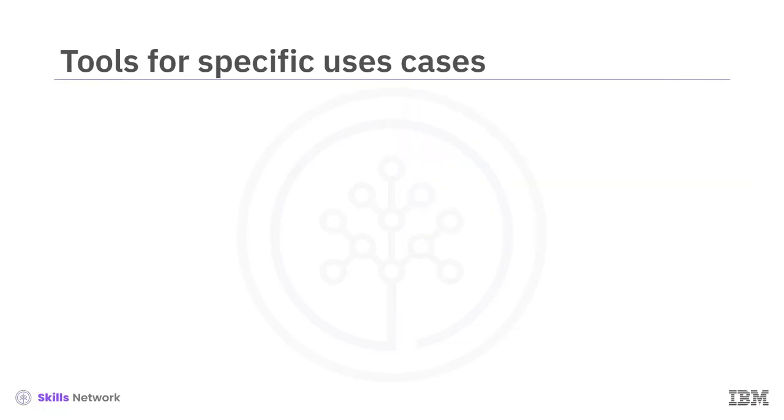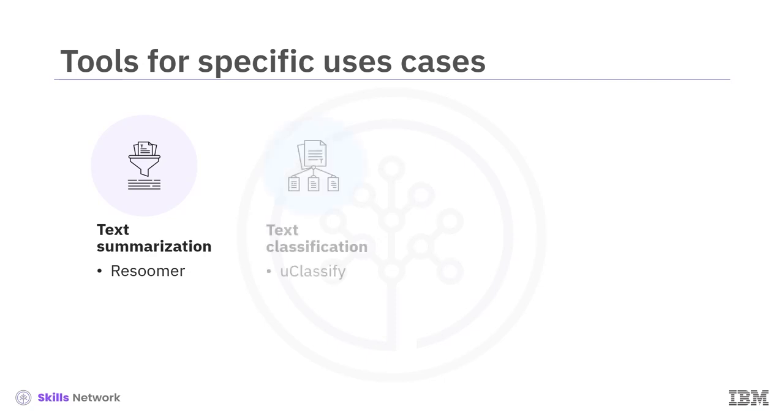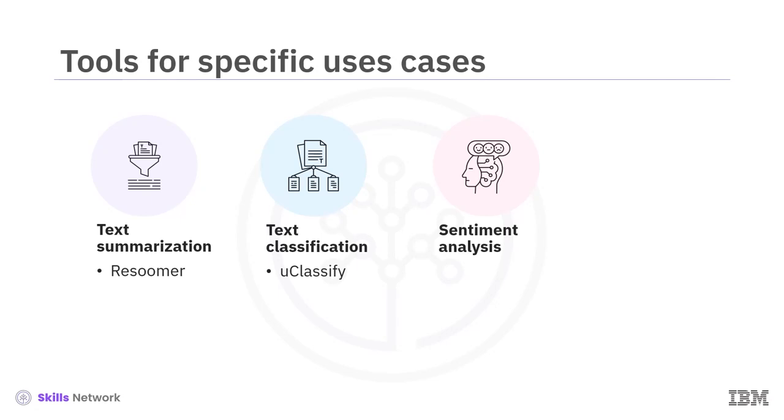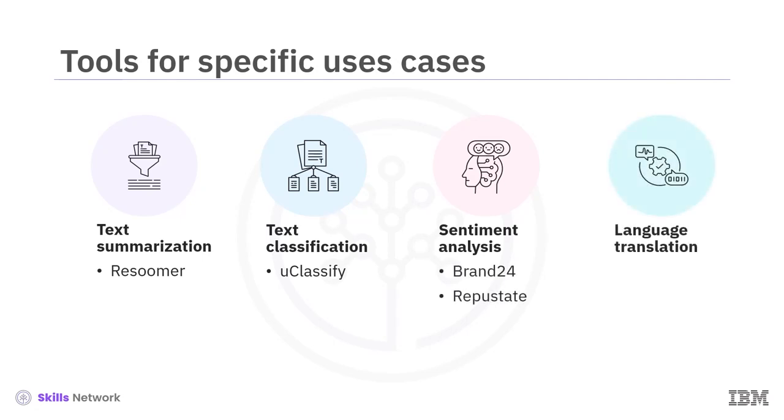There are also tools available for specific use cases. For example, tools like Resoomer can generate a summary of a text by extracting key ideas or concepts. Next, tools like uClassify are used for classification to assign one or more categories to a snippet of text. Tools for sentiment analysis understand and generate text that reflects the underlying emotions expressed in human language. Examples include Brand24 and Repustate. For multilingual language translation, you can use Language Weaver and Yandex.